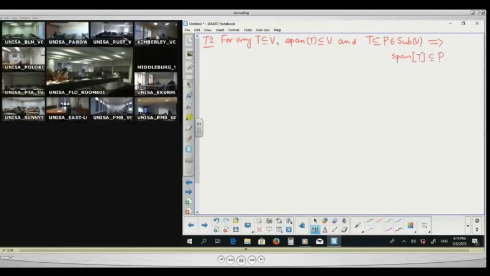So the first part says, if you give me any subset T of V, a vector space, then span of T is a subspace of V, and if you give me any other subspace of V which contains T, then that subspace will also contain span of T. So in other words, it is the smallest subspace which contains T. Okay? Alright? Let's have a quick look.